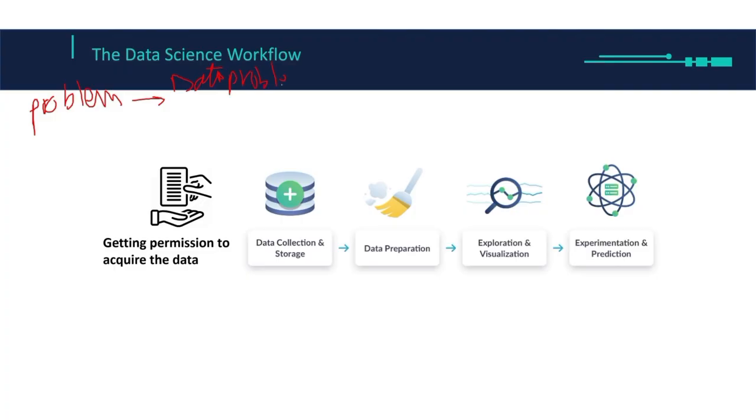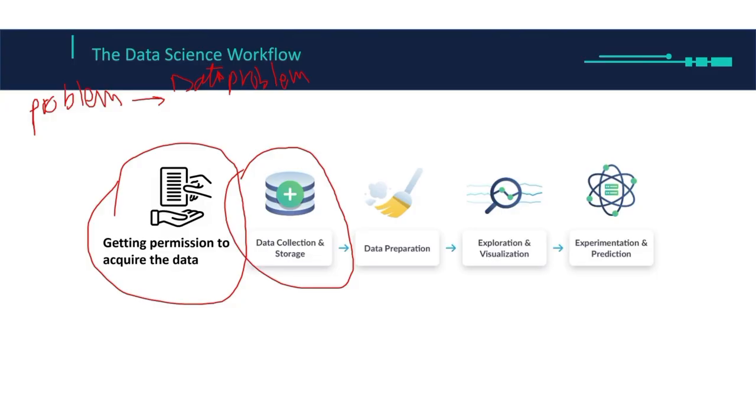And then after I have something called a data problem, I'm going to get the permission from, let's say, the database admin or from the organization to get the data, and then I'm going to collect the data and store it in a database or data set, and then I'm going to prepare the data by checking the features, checking the missing values, and doing some statistical analysis like mean, median, mode, descriptive statistics, and these types of things.